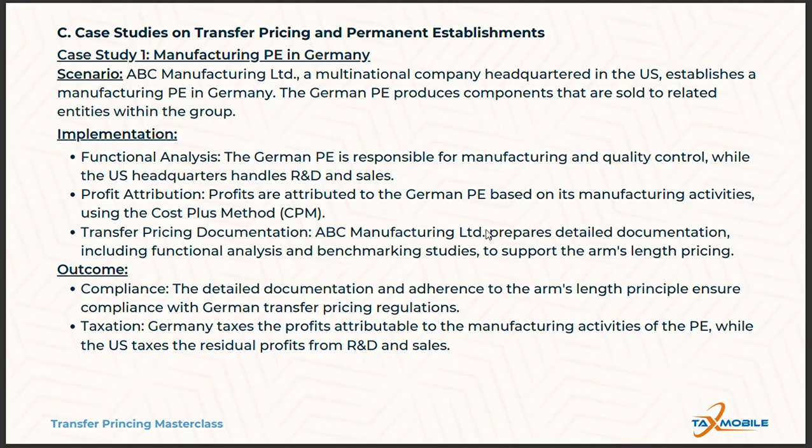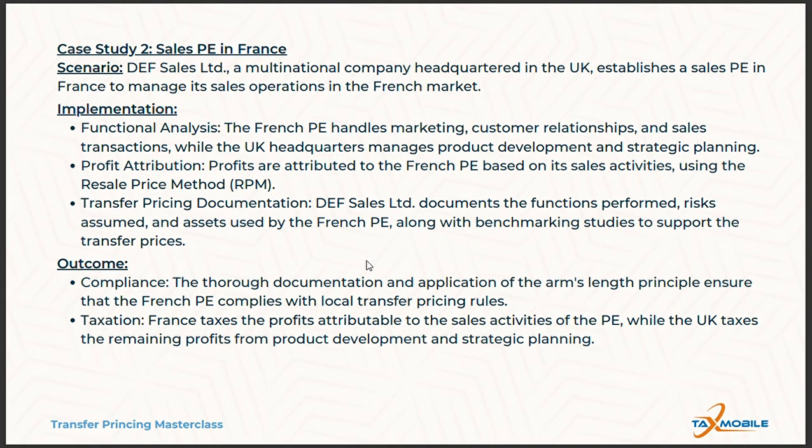Now, on taxation, Germany taxes the profit attributable to the manufacturing activities of the permanent establishment, while the US also taxes the residual profit derived from research and development and sales activities. So that means the taxes were based on the activities, their functional analysis, and the core activities that they have performed. Now let's look at another case study too.